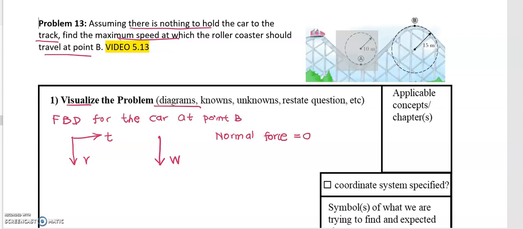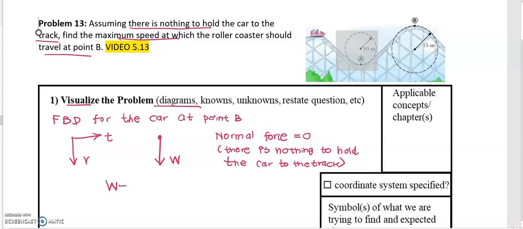Normal force is 0 at this point because the question states that there's nothing to hold the car to the track. Normal force is the force exerted by the surface on the object, right? If there's nothing to hold the car to the track, the normal force would become 0. And if the normal force is 0, you will see maximum speed for the roller coaster.